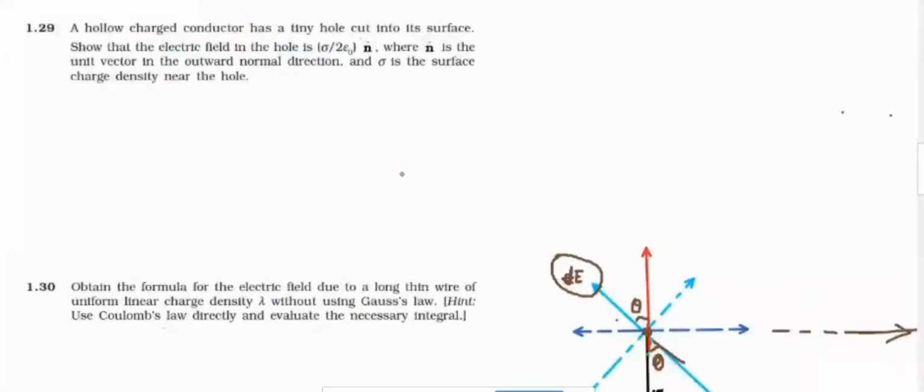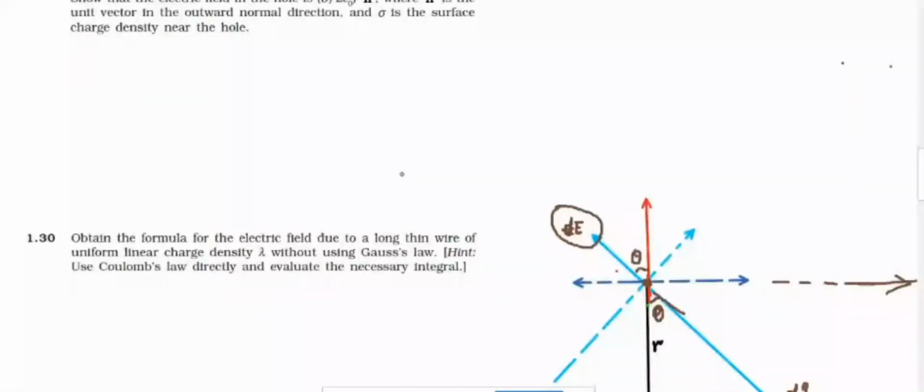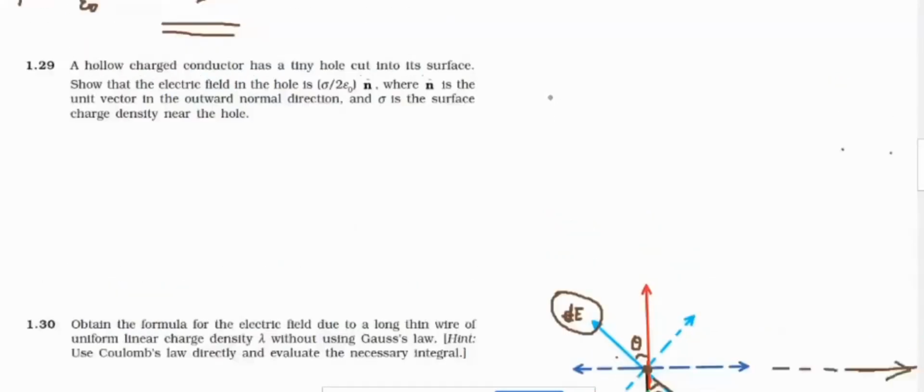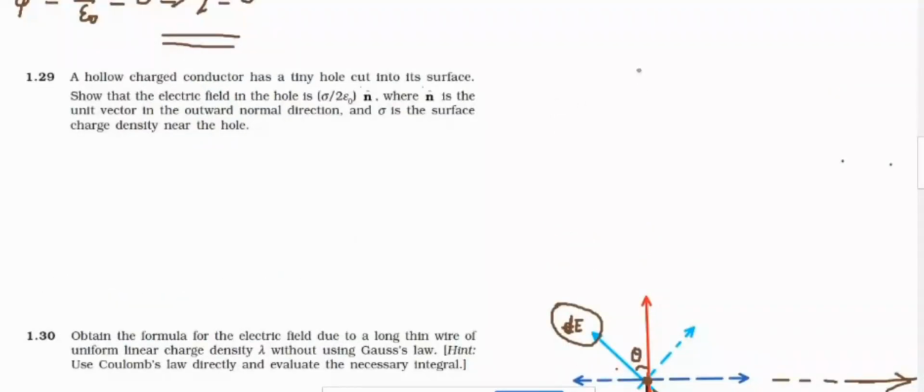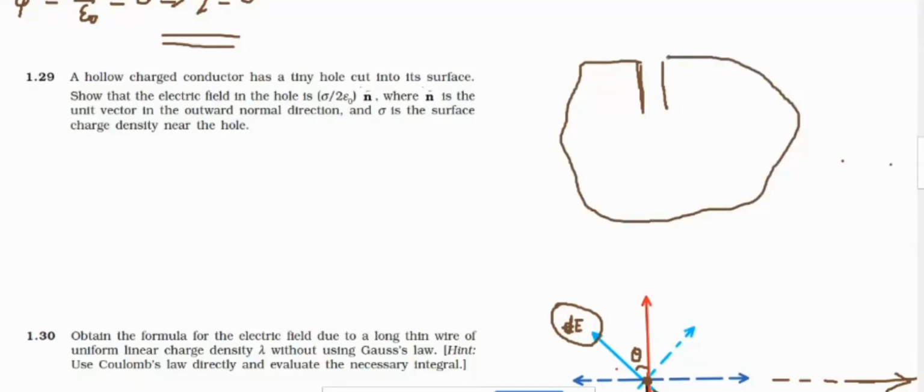Then let's move to question 29. A hollow charged conductor has a tiny hole cut into its surface. Show that the electric field in the hole is sigma by 2 epsilon naught n cap, where n cap is the unit vector normally outwards. So here we can imagine a conductor with a hole. Like this we can consider a conductor with a hole.